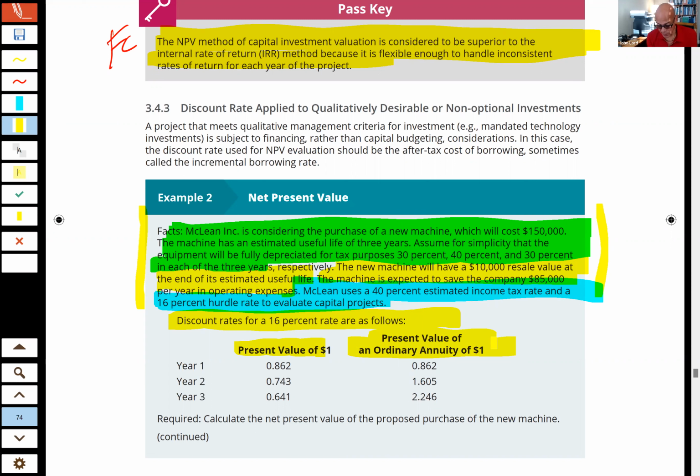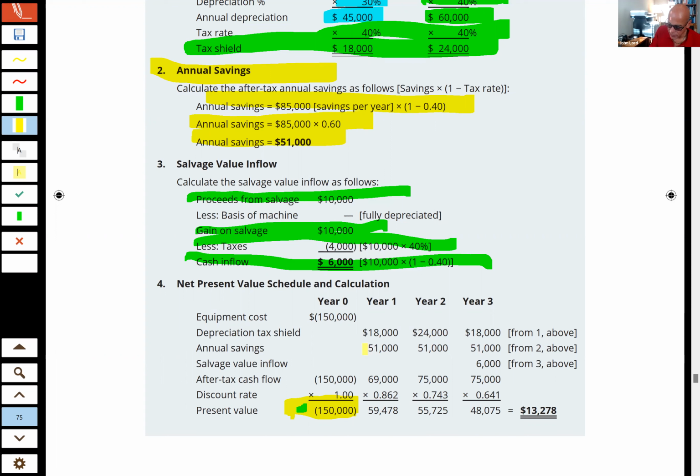So I start using the appropriate rates. And so I have this 51,000 that's going to be coming in per year. I have the tax shields that I calculated above, that's after tax. And then in year 3, I get this 6,000. So I see what they did. And you could have taken the 51,000 and used the present value of the annuity and then just considered the present value of $1 for the depreciation tax shield and the net after tax amount that's going to come in on the disposal.